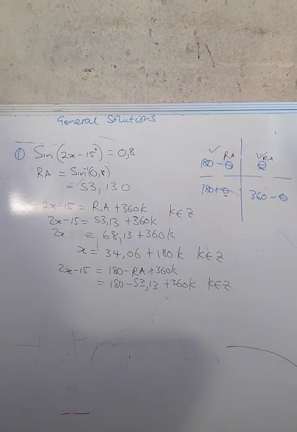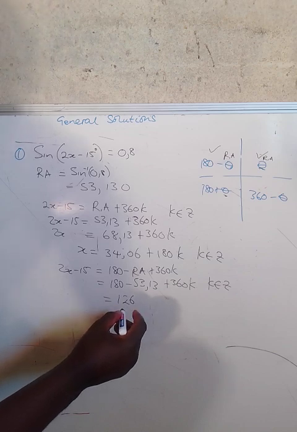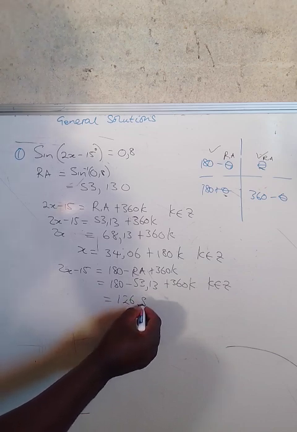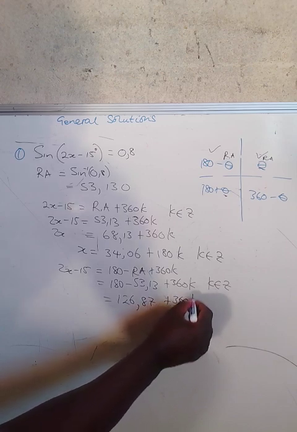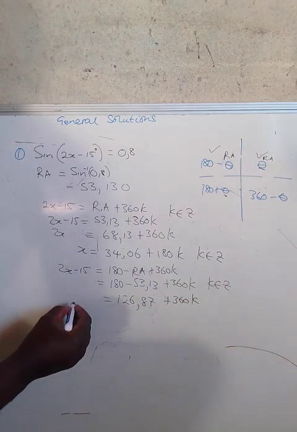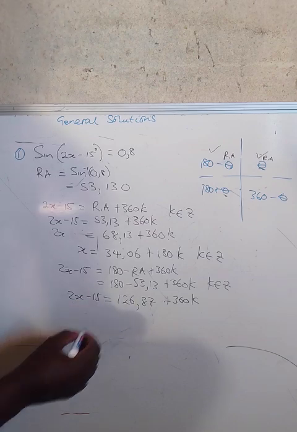So what are we going to say? 180 minus 53.13, we are going to get 126.87 plus 360k. So now we have 2x minus 15.